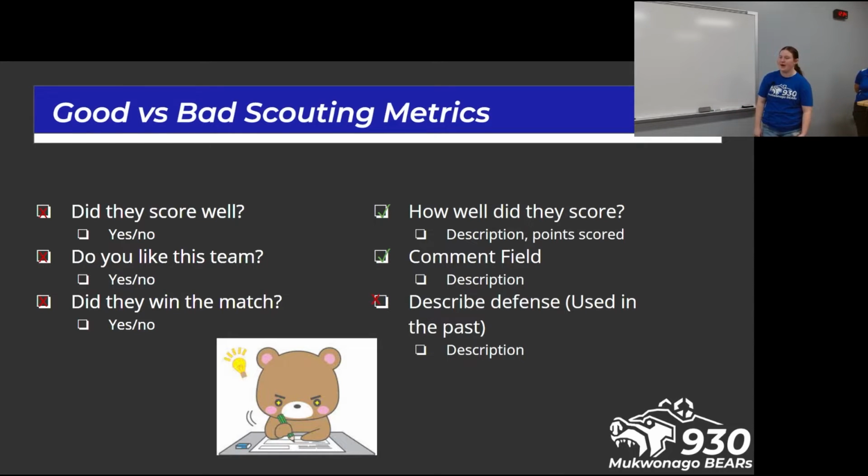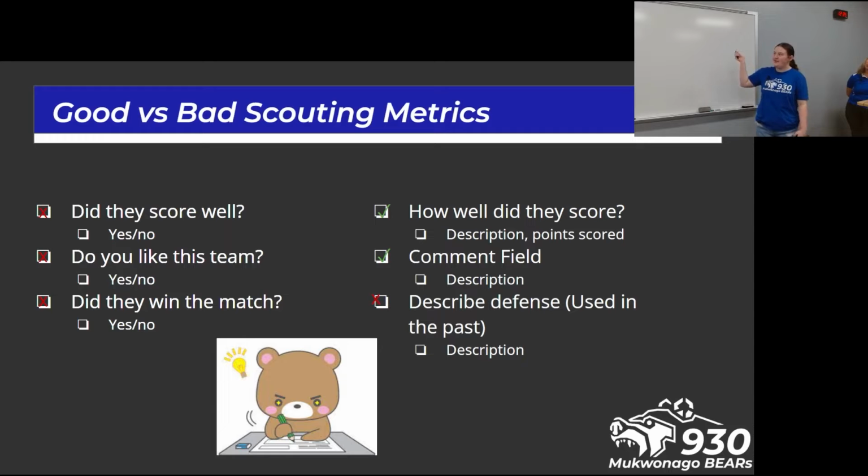What about, did they win this match? Perfect. Exactly. The Blue Alliance has all this data. Statbotics has all this data. You don't want to waste time or put more metrics in there just to have them if you can get them from a completely outside source. And it doesn't really matter if a team won a match. It matters how they're contributing to their alliance and what they're doing. You don't really need that.